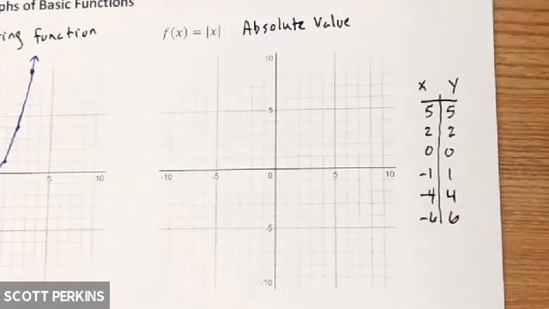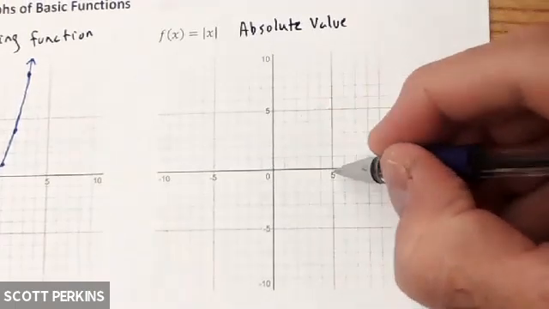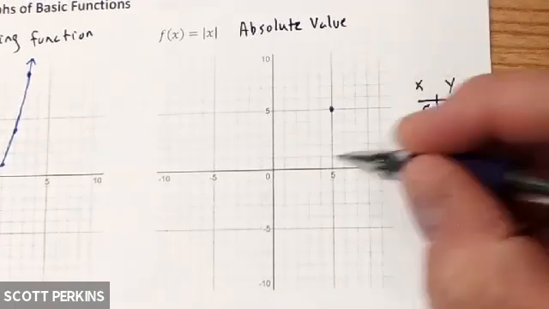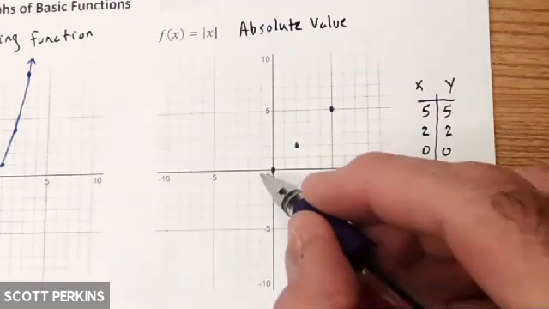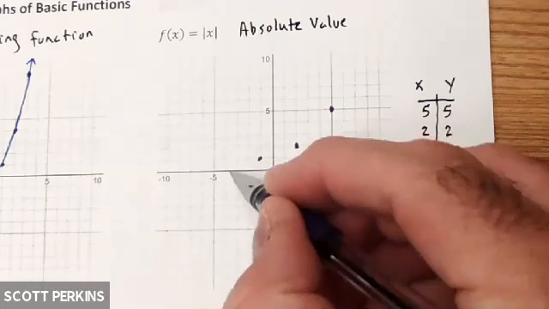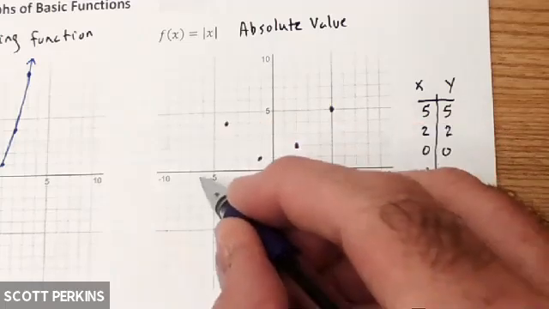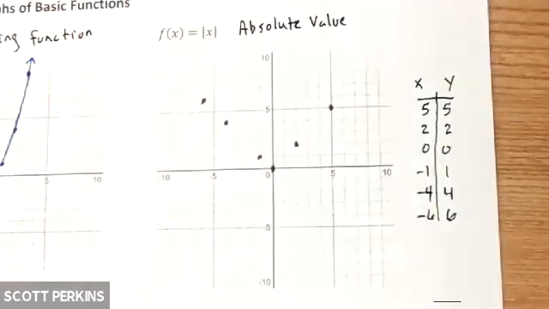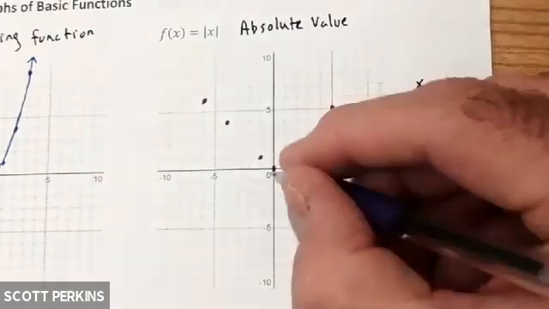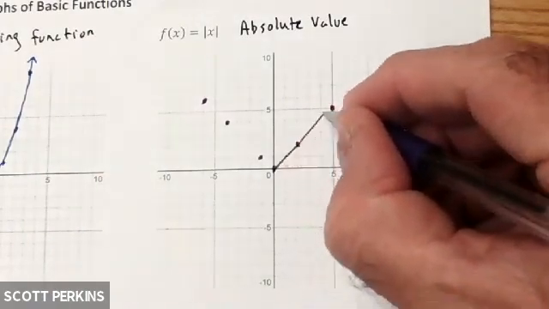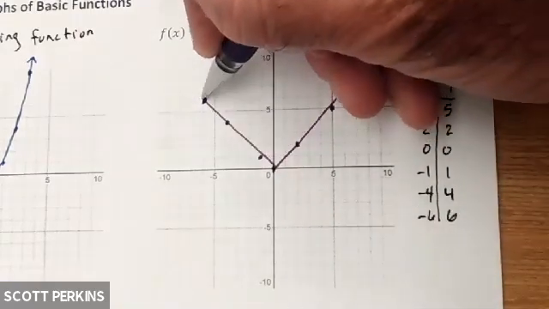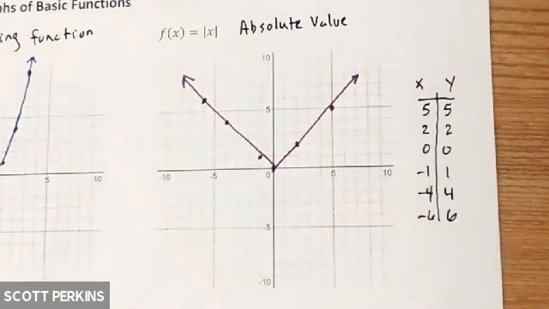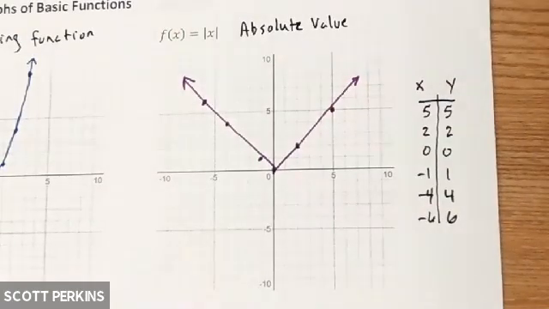And so now I'm going to plot these points. I'm going to go over 5 and up 5. Over 2, up 2, 0, 0, -1, up 1, -4, up 4, and last but not least, -6 and up 6. And the absolute value function forms a nice V. These are straight lines. I missed a dot there, sorry. There we go. The absolute value looks like a V.